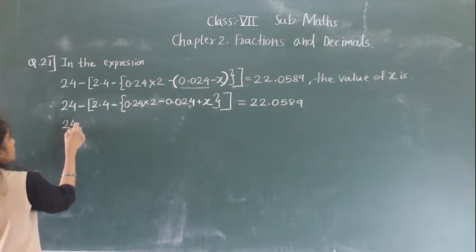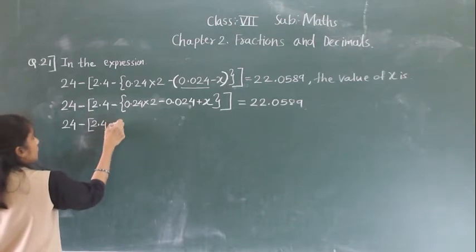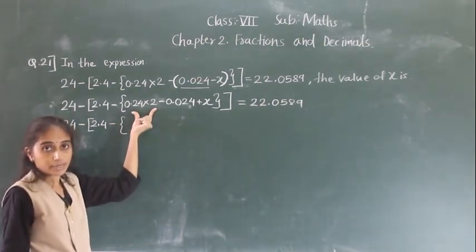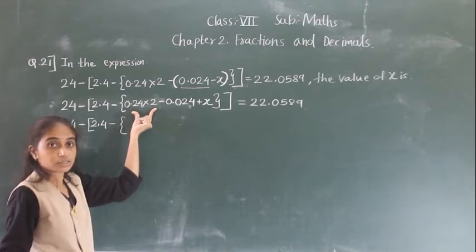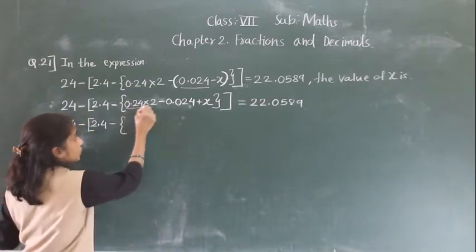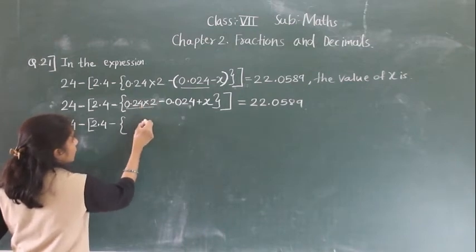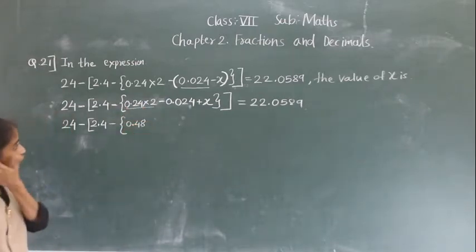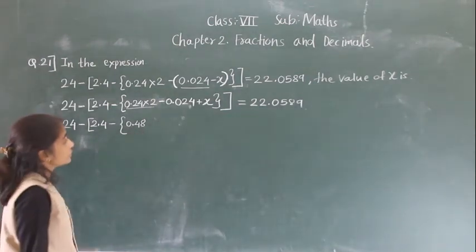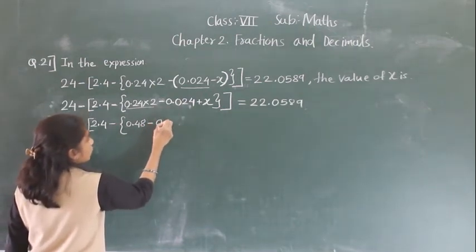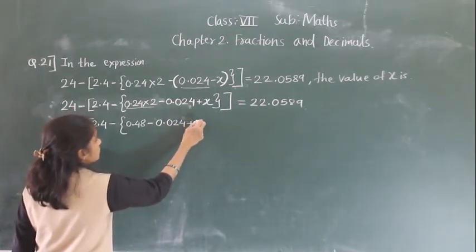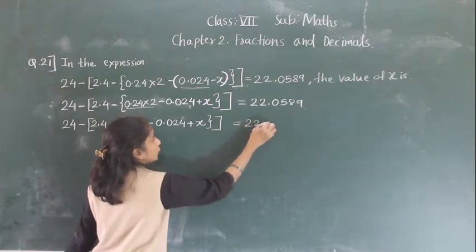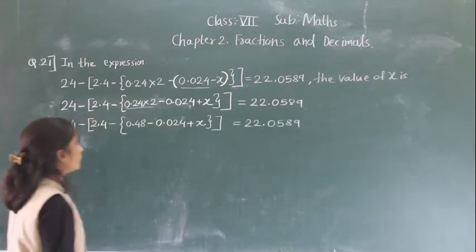Okay, so the remaining numbers we write as it is: 24 minus 2.4 minus. Now see, in this course what we are going to solve: multiplication we are going to solve first. If you see BODMAS, bracket of division, then multiplication, then addition, then subtraction. So first we are going to solve this multiplication. So what will be the answer? 2 4s are 8, 2 2s are 4, 2 0s are 0. 0.48 is the answer for this. Then next, minus 0.024 plus x is equal to 22.0589.